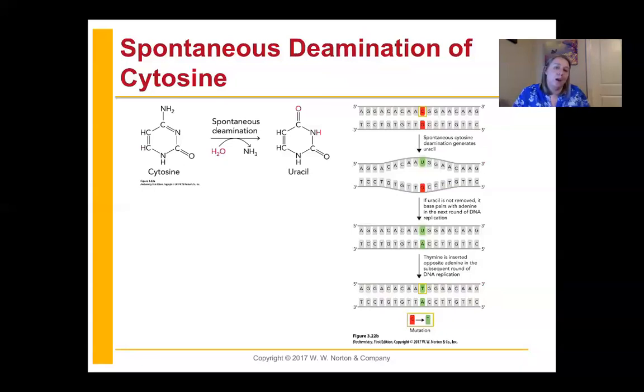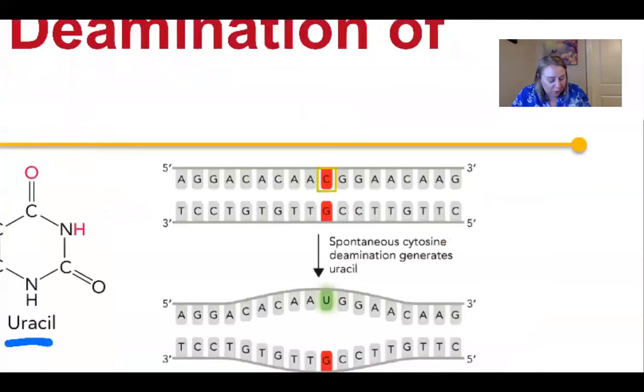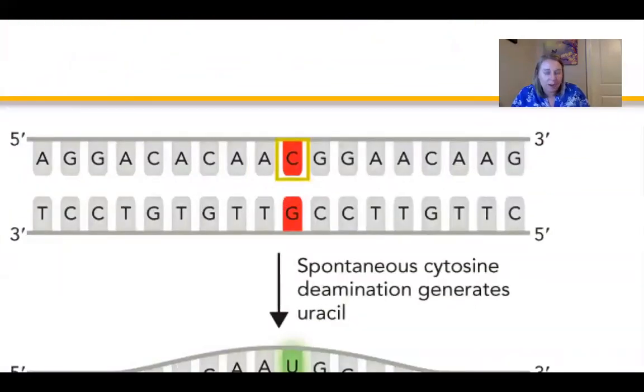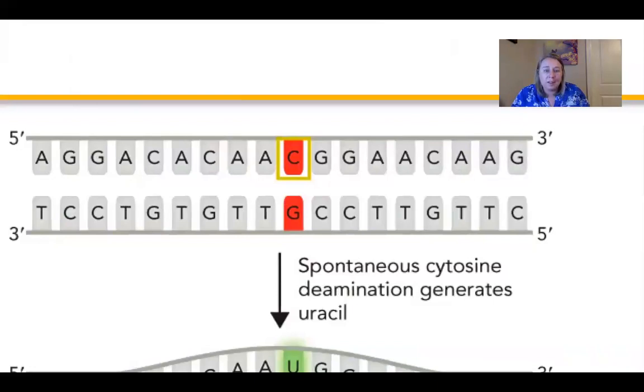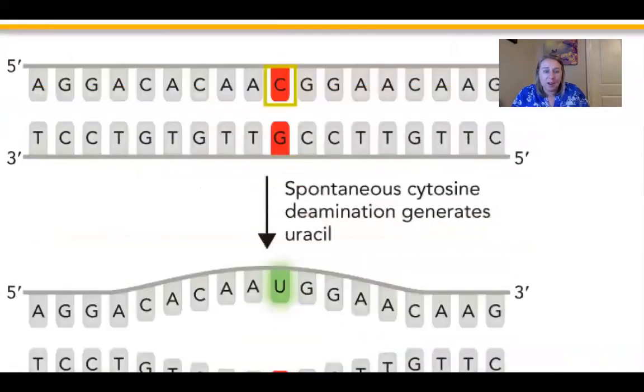The other reason why it's not good to have RNA as your genetic material is that cytosine can actually undergo a spontaneous deamination to make uracil. When you look at these molecules, it's very dangerous if this happens and it doesn't get repaired. If you look at our original strand, we have our cytosine here, and spontaneously that cytosine is deaminated to generate uracil.